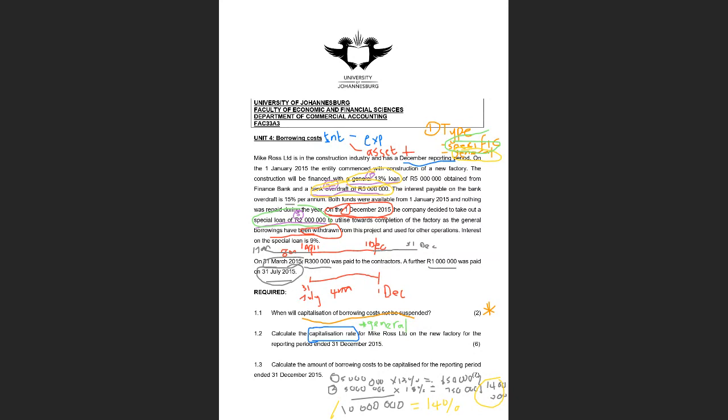Okay, so in order to do that, let me see if I can write it here. You would say that first payment of 300,000 multiplied by your capitalization rate. Remember, we calculated the capitalization rate here, 14%.